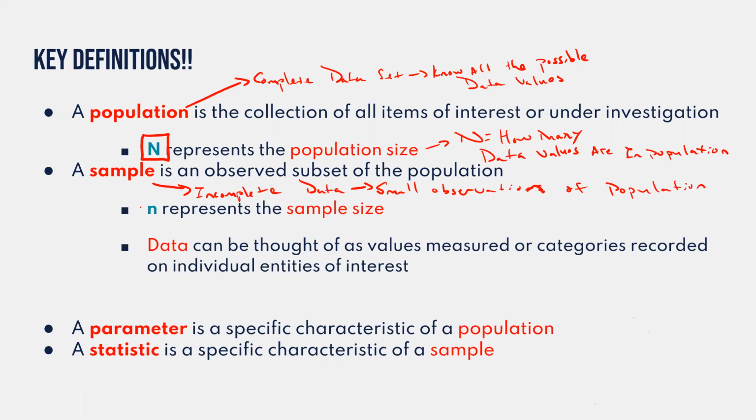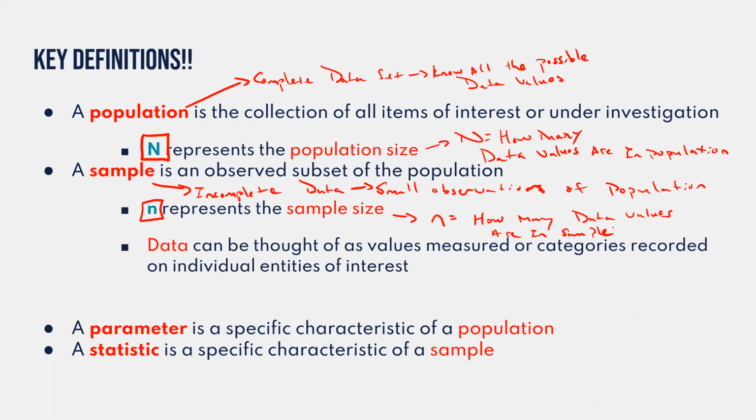And this is a subtle difference, but it's incredibly important. We're going to let lowercase n represent the sample size. So lowercase n is how many data values are in the sample. And you can think of data as values, measures, or categories recorded on individual entities of interest.